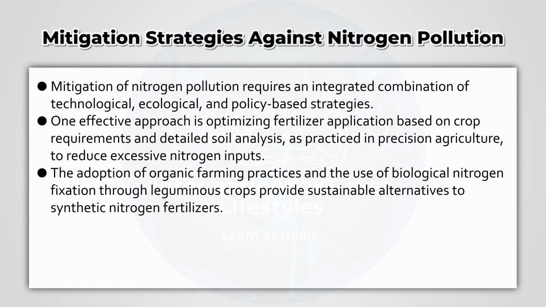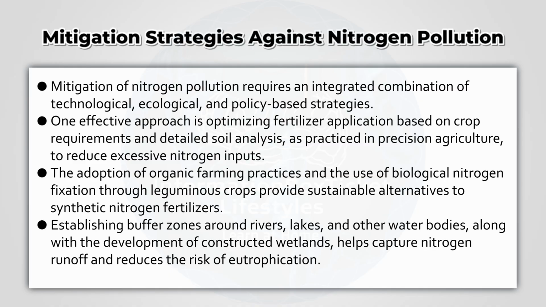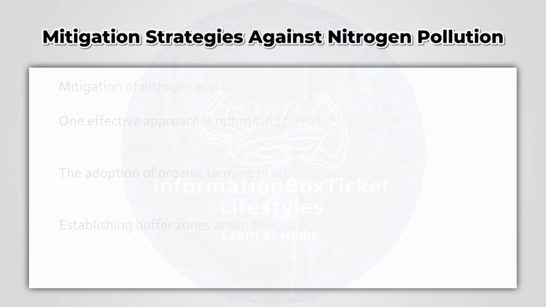The adoption of organic farming practices and the use of biological nitrogen fixation through leguminous crops provides sustainable alternatives to synthetic nitrogen fertilizers. Establishing buffer zones around rivers, lakes, and other water bodies, along with the development of constructed wetlands, helps capture nitrogen runoff and reduces the risk of eutrophication.